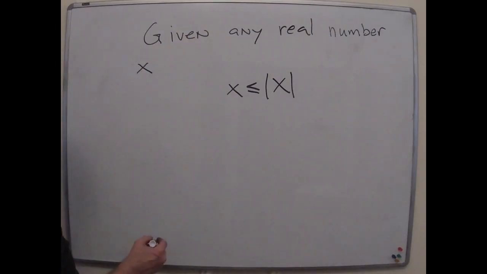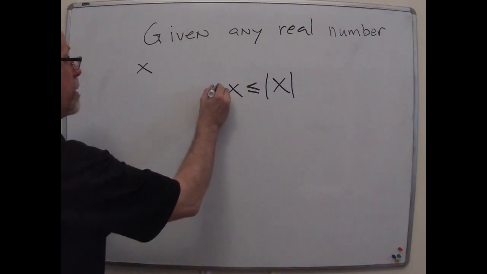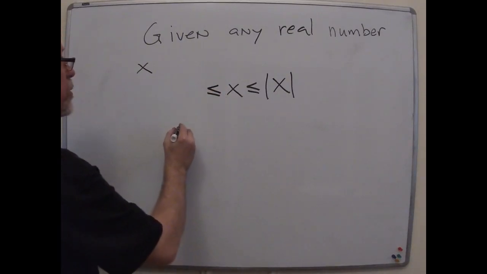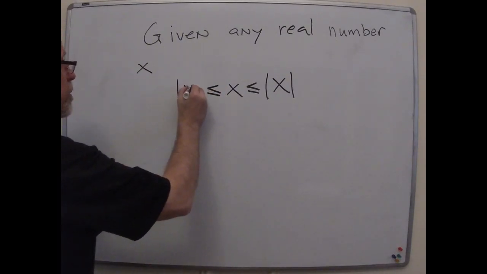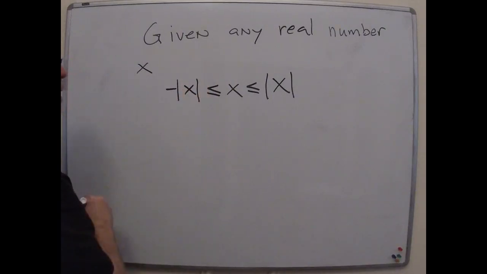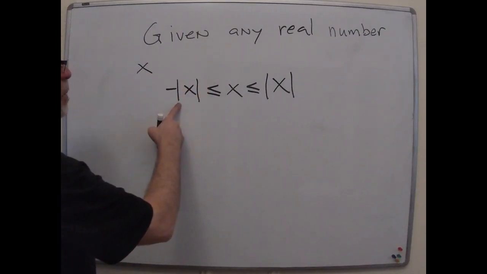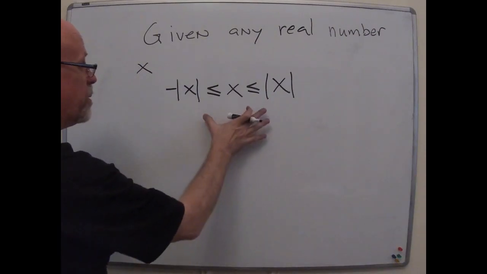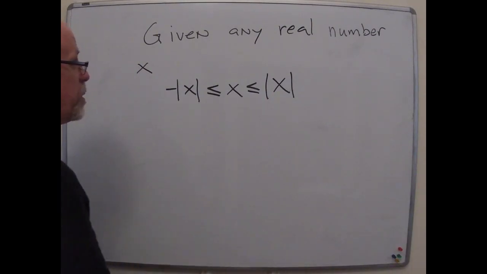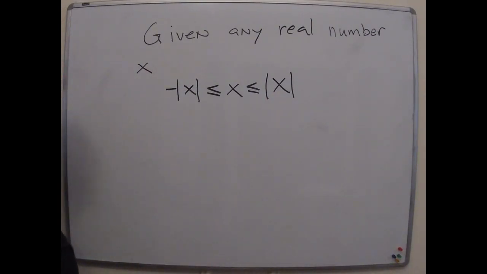There's a third chunk of this that you might not always see, but it's also true that if you take the absolute value of x and throw a minus sign on it, the negative of the absolute value and the absolute value form a kind of a trap for x. It's got to be equal to one or the other of them. So you get that string of inequalities.